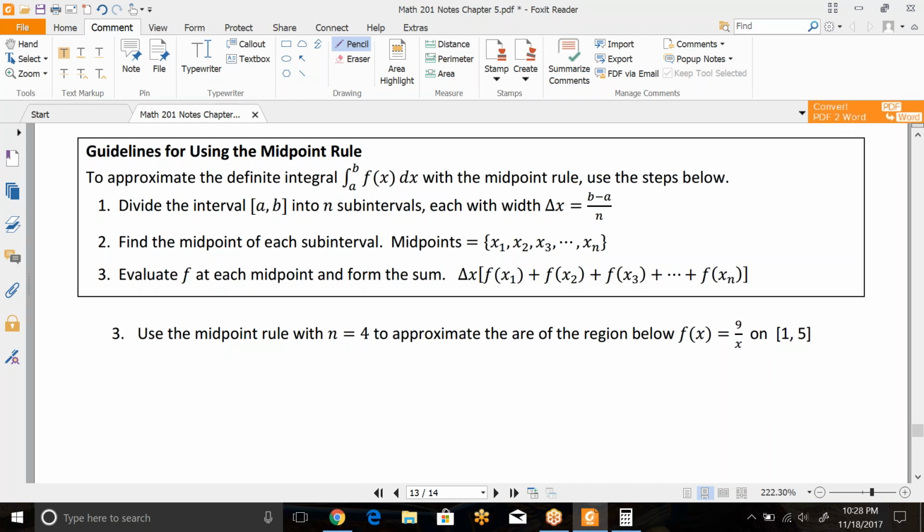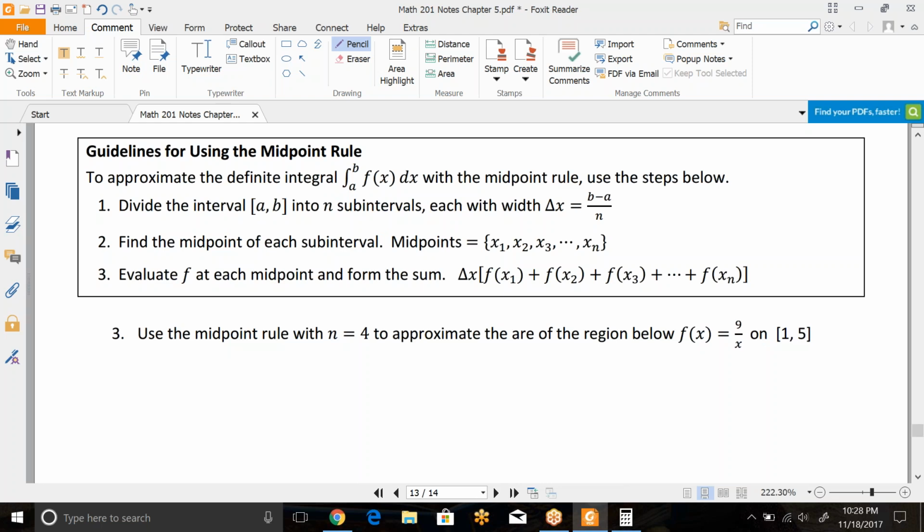Each would have a width of delta x. Delta x is always found by subtracting the higher of the 2 endpoints, b, minus the lower one, and then dividing by the number of rectangles you want. That tells you how wide the bottom of your rectangle should be. To find the midpoint of each subinterval, if you know what the middle is automatically, you can just write it down. But if not, you can add the 2 x values around it together and then cut them in half.